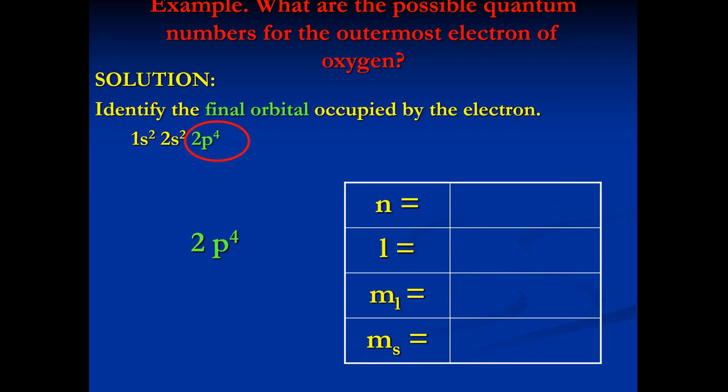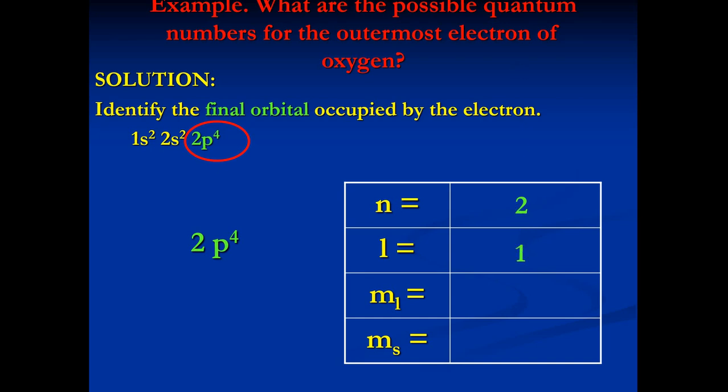Now the question is, what is our n value? If you look at the p4, the energy level is 2. So our n is going to be 2. That is why we have 2 here, because our last energy level is 2. Then the next one is, what is the l value? Remember, for the p orbital, l is equal to 1. So our l here is going to be 1.